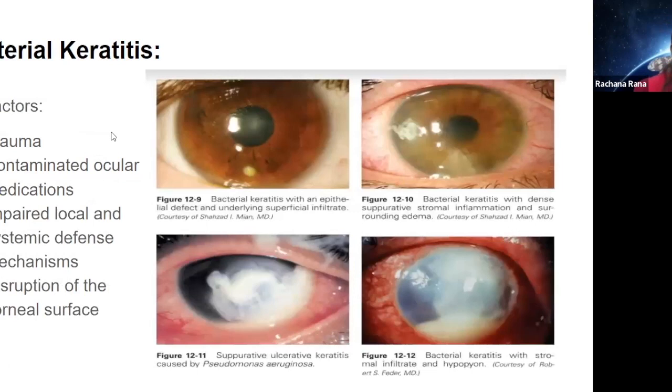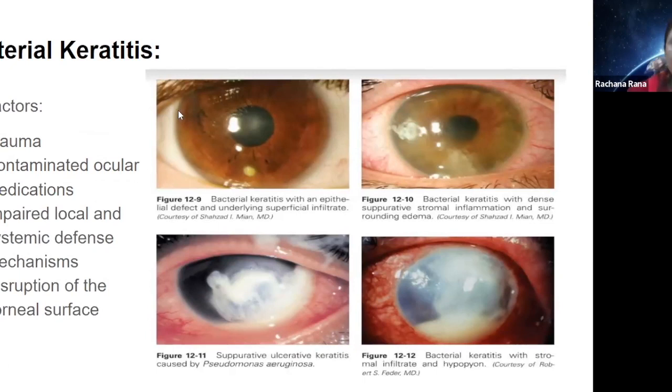Regarding bacterial keratitis, what are the risk factors? Trauma, contaminated ocular medications, impaired local and systemic defense mechanism, disruption of the corneal surface, dry eye, any lid deformities, entropion, ectropion, NLD obstructions. These all are risk factors for bacterial keratitis.